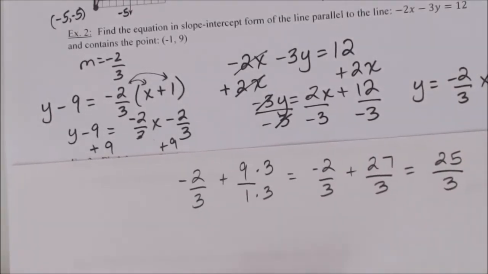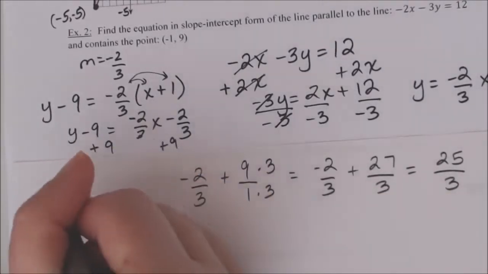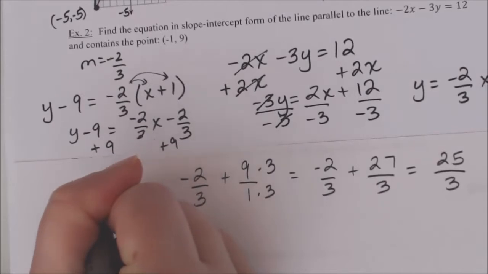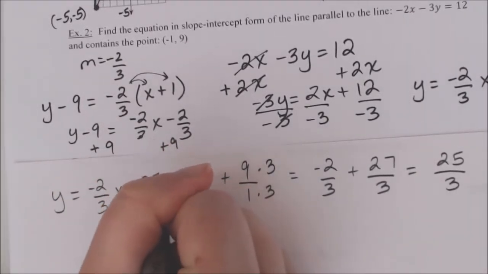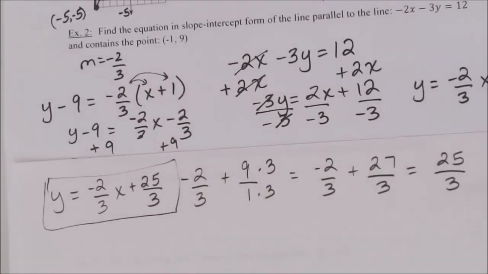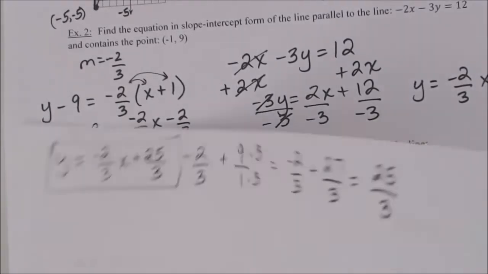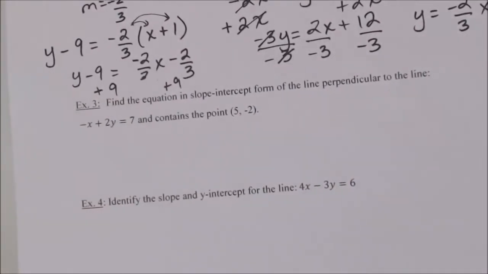So let me come back to the equation. Remember, it was up here. So it's going to be y equals negative 2/3 x plus 25 thirds for the y-intercept. And that's going to be our answer for the equation that's parallel to the given line and in slope-intercept form. Okay, let's take a look then at example 3.